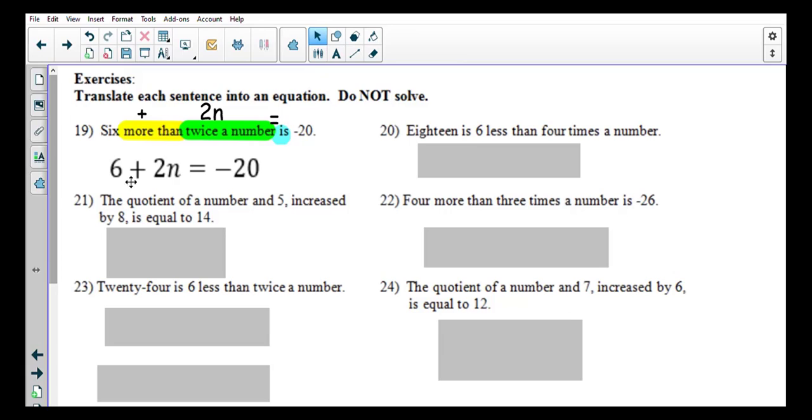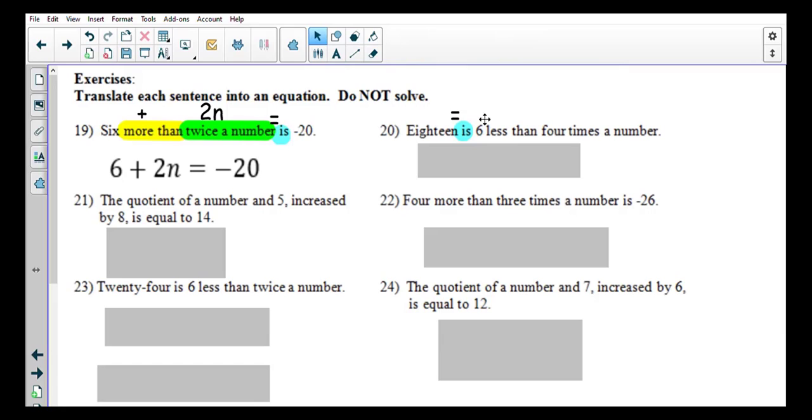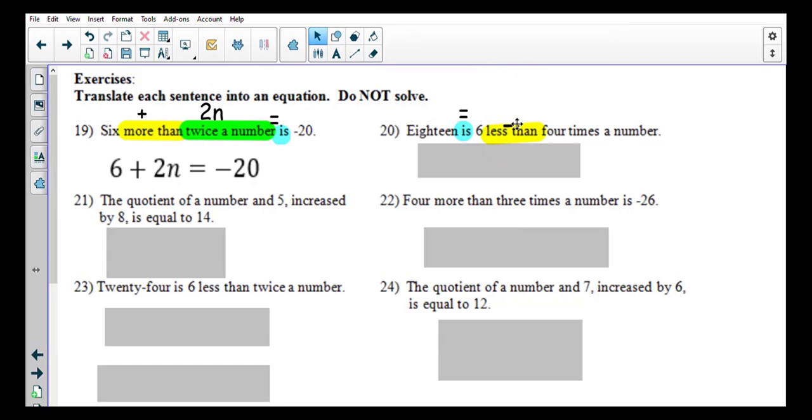Number 20, we have 18 is 6 less than 4 times a number. Don't forget the word is generally represents our equal sign. So we can start by writing 18 equals. Then we've got 6 less than. Less than, of course, represents subtraction, but we need to be careful with that phrase because we need to switch the order in which those things are written around a little bit. 4 times a number is obviously going to be 4n. So I'm just going to highlight that all together and make that 4n.